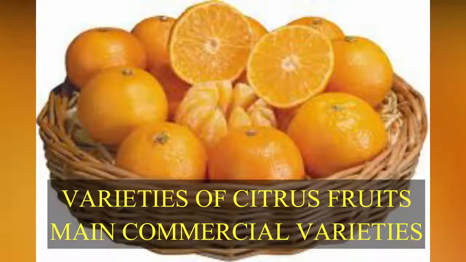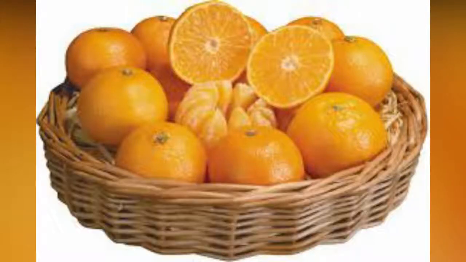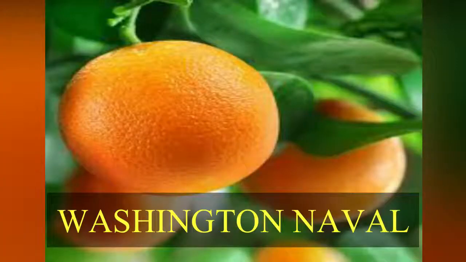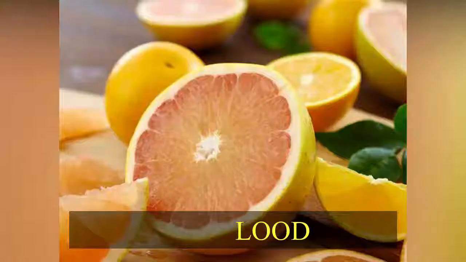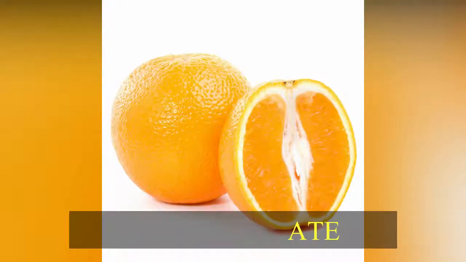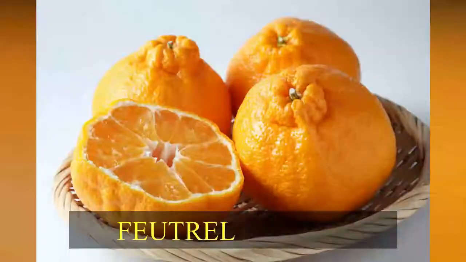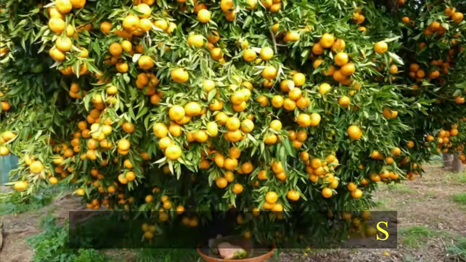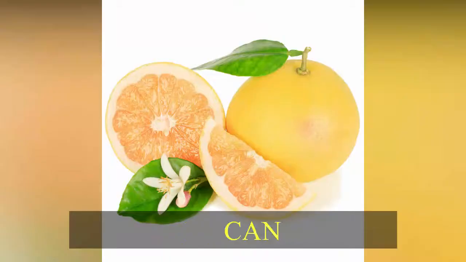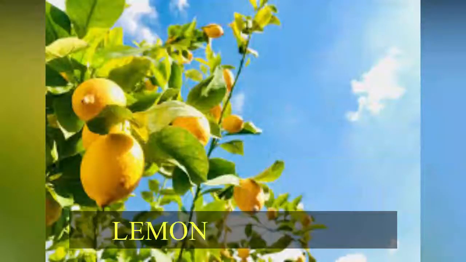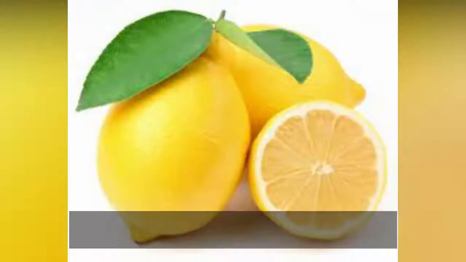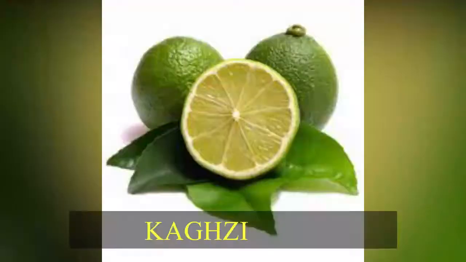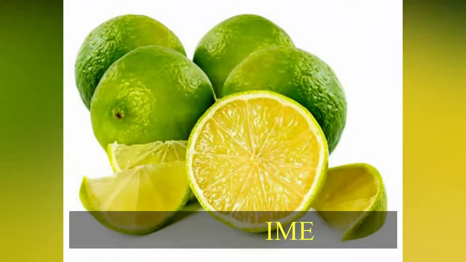Varieties. Following are the main commercial varieties: sweet orange varieties: Sakri, Mausami, Washington Navel, Jaffa, Red Blood, Ruby Red, and Valencia Late. Mandarin varieties: Feutrells Early and Kinnow. Grapefruit varieties: Marsh Seedless, Duncan, Foster, and Chamber. Lemon varieties: Eureka, Lisbon Lemon, and Rough Lemon. Lime varieties: Kagzi Lime and Sweet Lime.